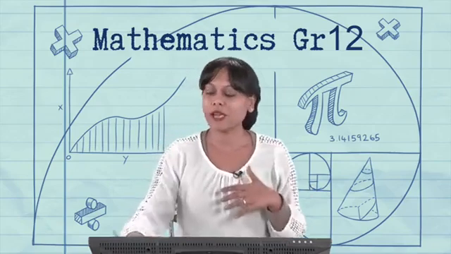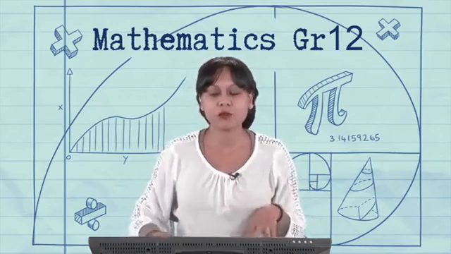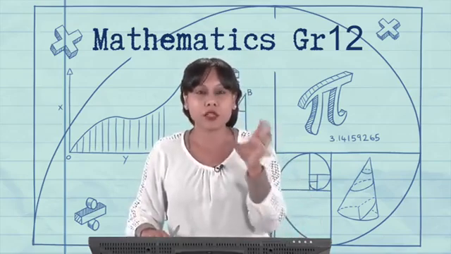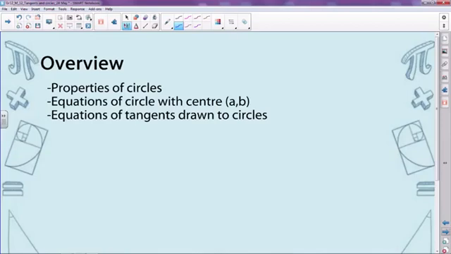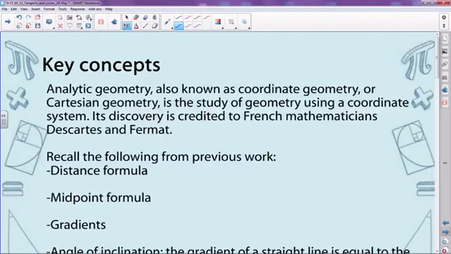But let's just recap and remind you of what analytical geometry is. In today's lesson we're also going to look at properties of circles specifically, equations of circles centered at (a, b), and equations of tangents drawn to circles. So those are the main topics for today. But first we're going to remind ourselves what analytical geometry, or analytic geometry, is all about.